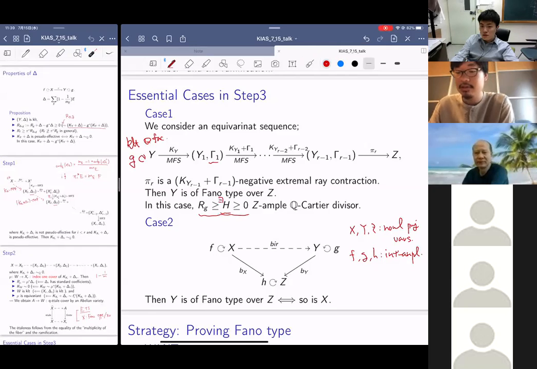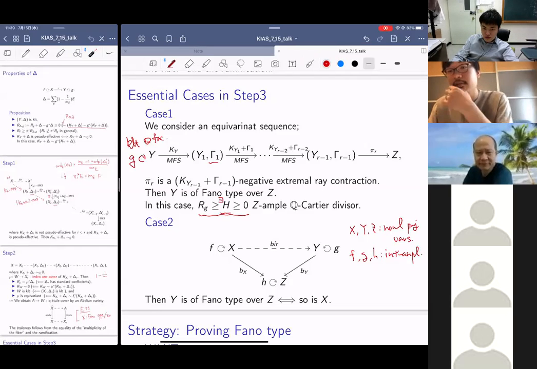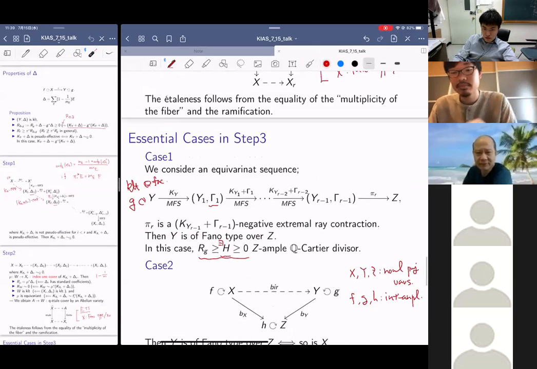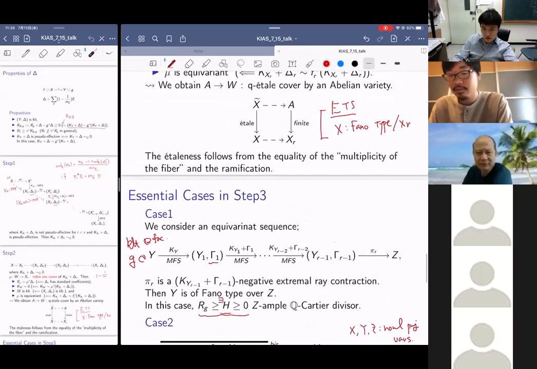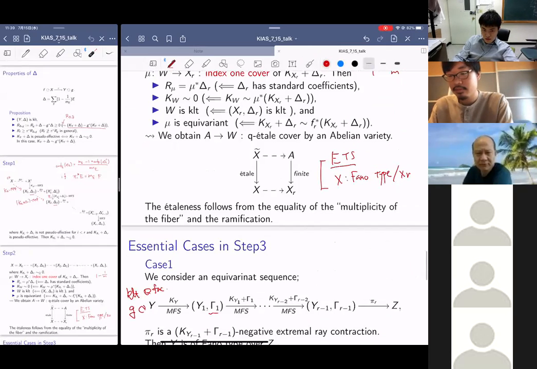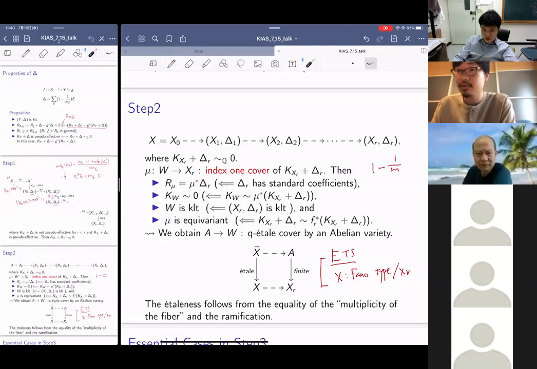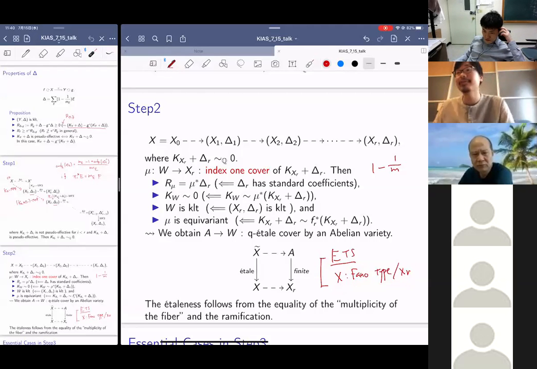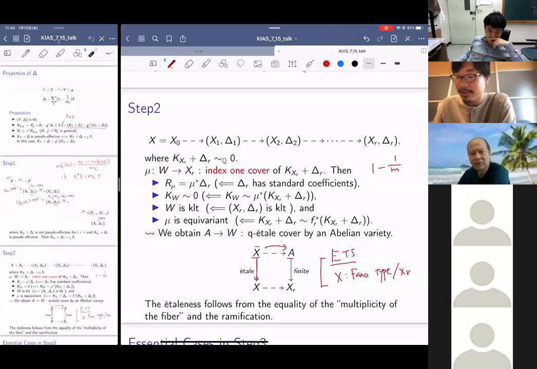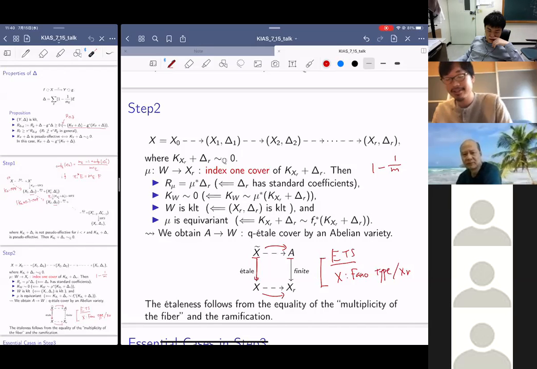Oh, okay, I see. And one more question. Could you go back to the previous slide? So you're going to prove X is of Fano type over XR. This one? Yes, yes. What do you mean? So X tilde to X, is it a morphism? Sorry, I forgot to point. Since X tilde is smooth and A is an abelian variety, this rational map is a morphism. And because this is a finite morphism, this rational map is also a morphism. Okay. I got it. Thank you very much.